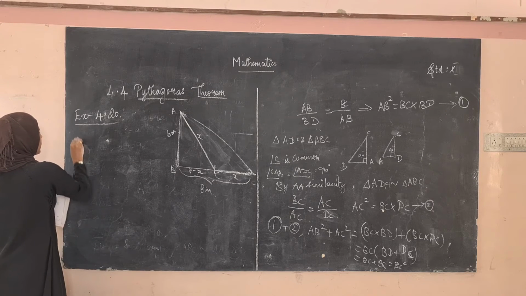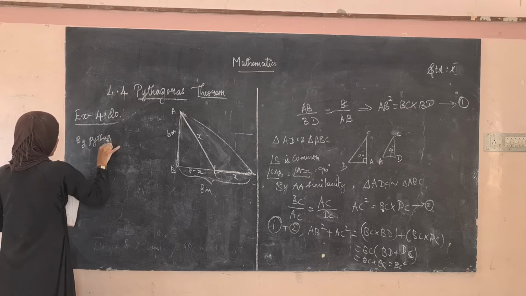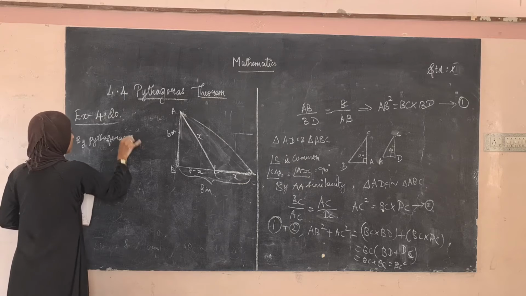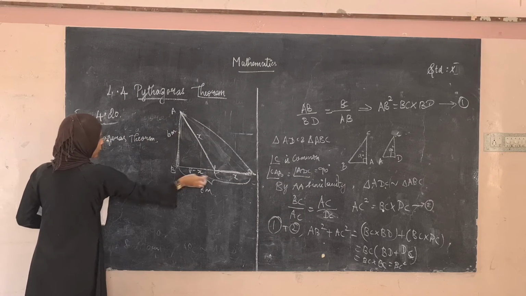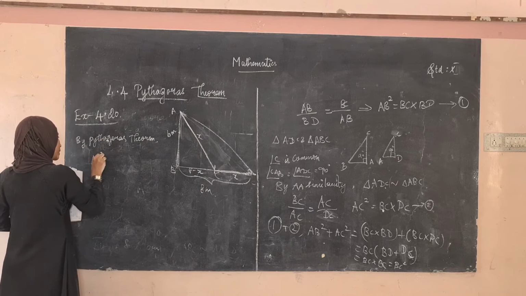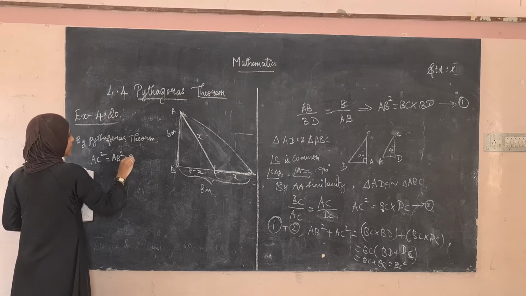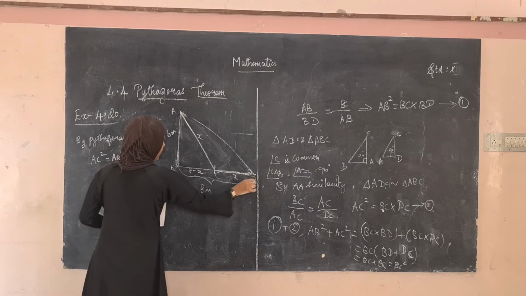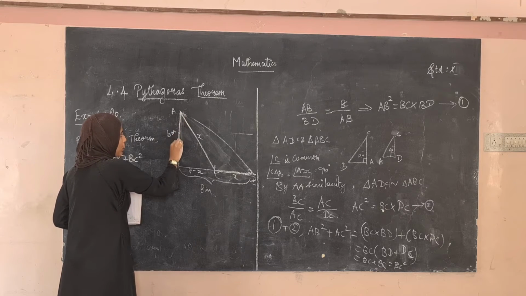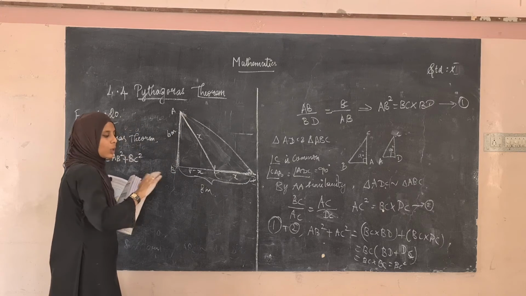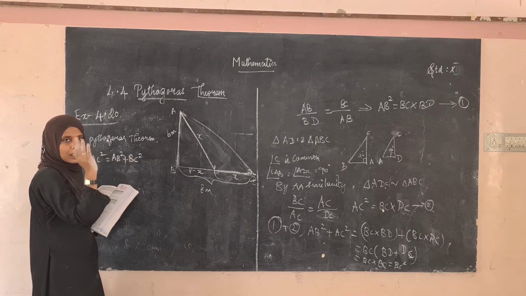So by Pythagoras theorem you have to write: this is the hypotenuse side, therefore AC square is equal to AB square plus BC square. Let this be D. See here, why do we take this as the hypotenuse? See, this is the lamp post. When the lamp post is on the ground, it will be perpendicular. It will not be slanted or changed in any way.